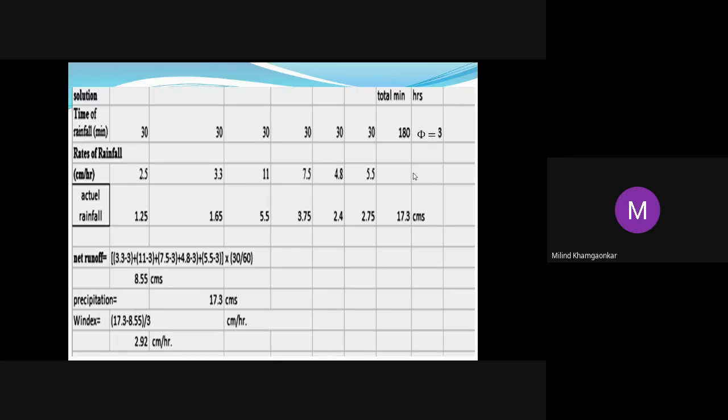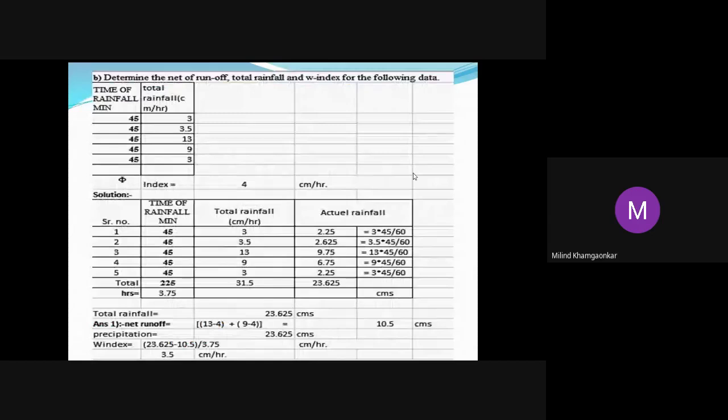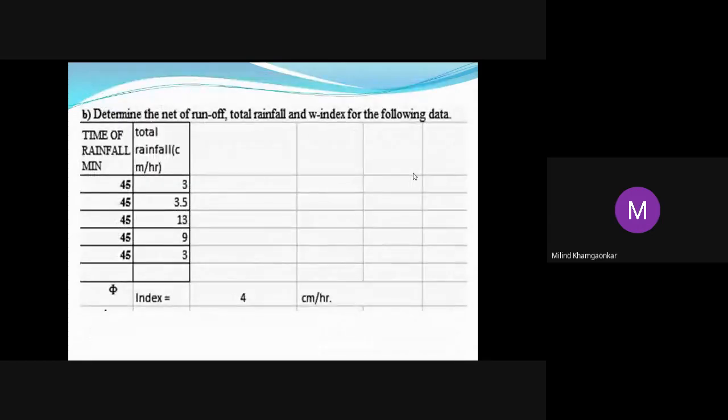As has been said by Moin, we will move as he has said. I might be in this numerical. So again the same type. I thought that we had covered it last time. Again the same data has been given, only the duration is given as 45 minutes.